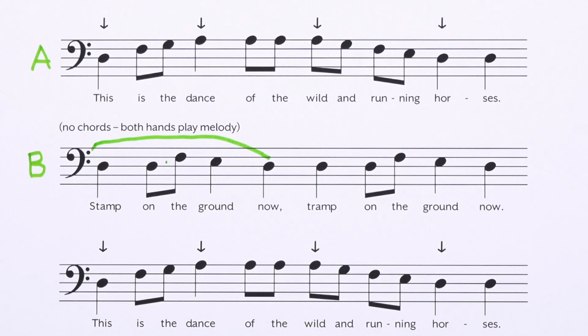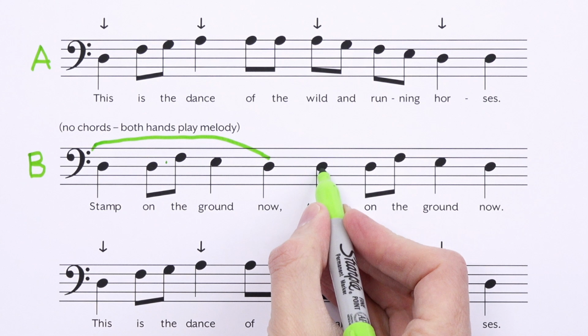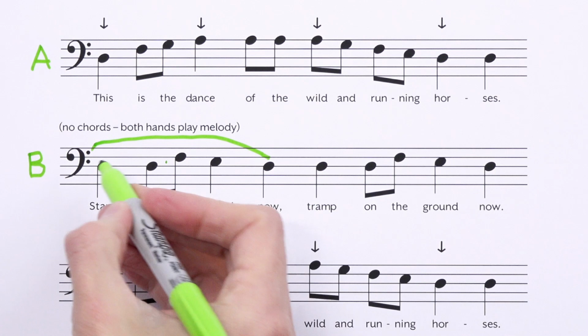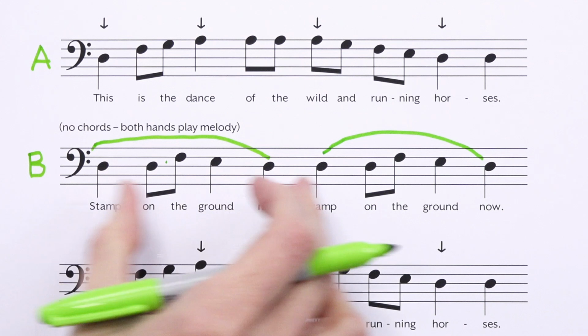Let's see how they move again. Start on D, repeat, skip up, step down, step down. You'll notice it's the exact same pattern we had before. So inside our B, we have a little repeating pattern here. Now let's try to sing this in solfege.